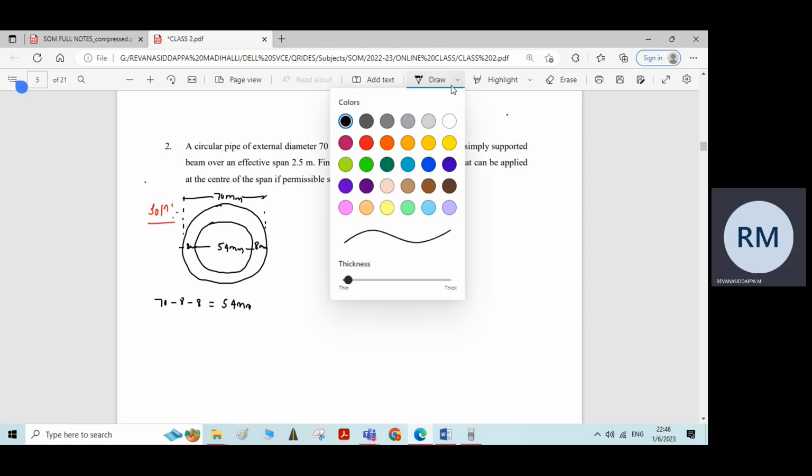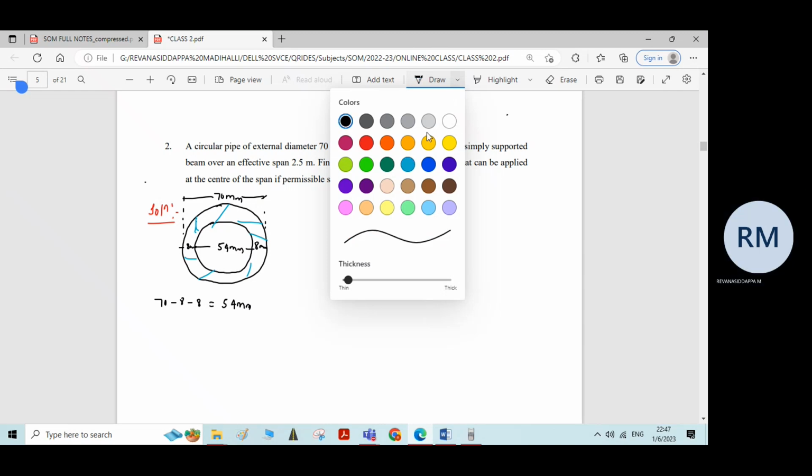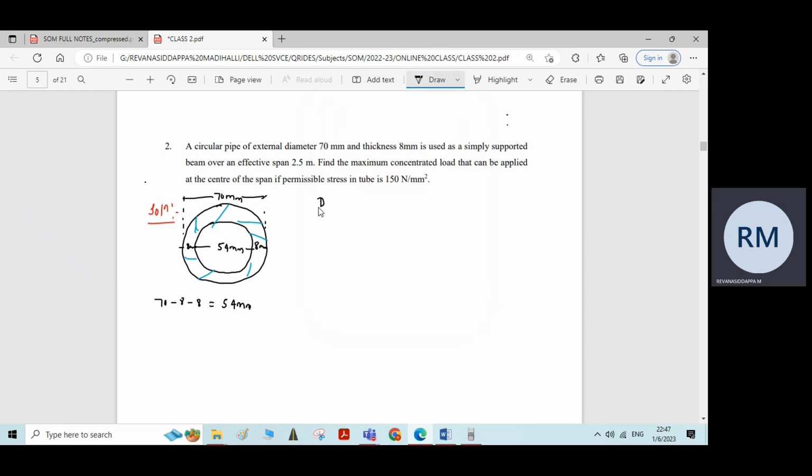It's a hollow circular pipe. Now, the external diameter capital D is equal to 70 millimeter. Thickness t is equal to 8 millimeter and internal diameter small d is equal to 70 minus 8 minus 8, which gives 54 millimeter.